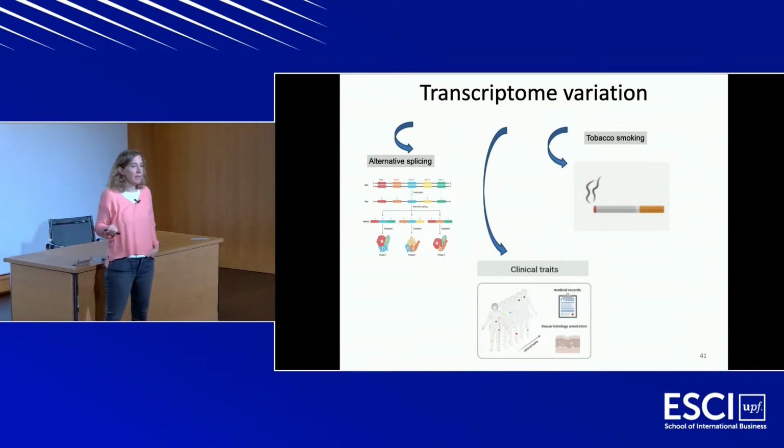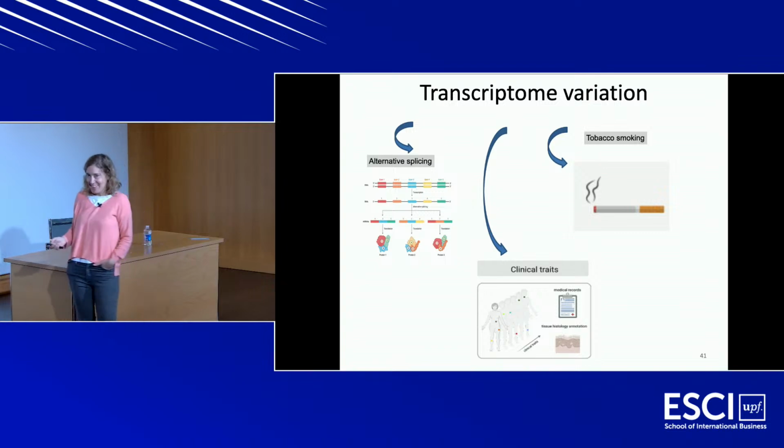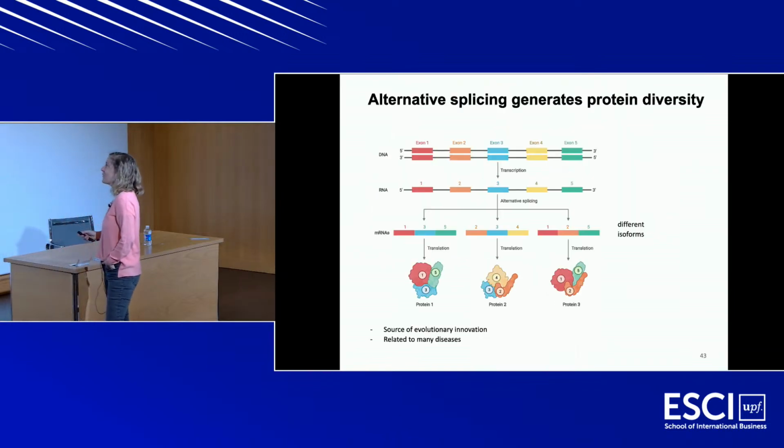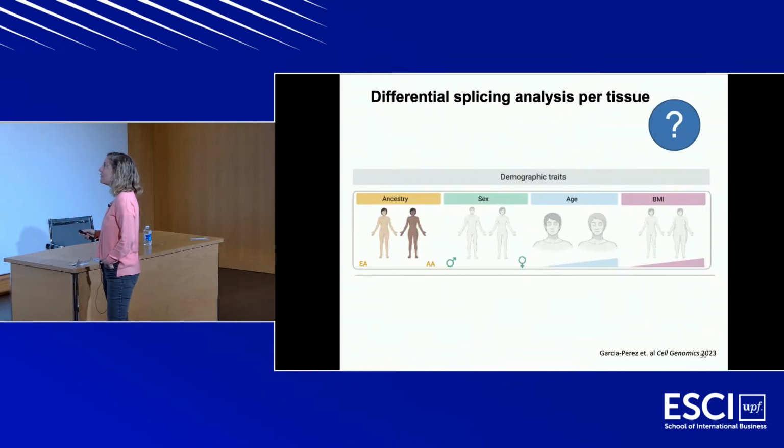So, who wants me to talk about alternative splicing? 2 people. 3 people? 2 people, all right. Who wants me to talk about clinical traits and diabetes? 7 people, all right. Who wants me to talk about tobacco smoking? Yeah, I would guess so. I know. Every time that you do this, it's the same answer. Okay, so I'll skip splicing.